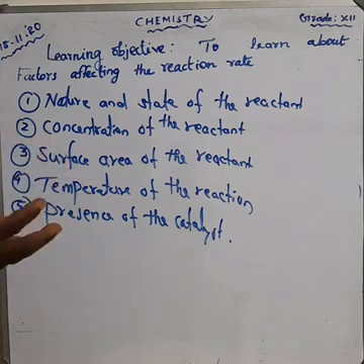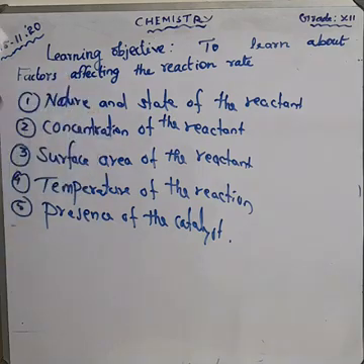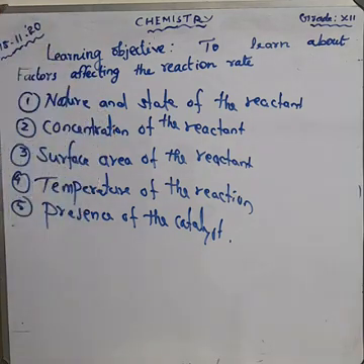But first, what is the nature and state of the reactant? We know that all chemical reactions involve breaking certain existing bonds of the reactant and forming new bonds, am I right? Which leads to the product.